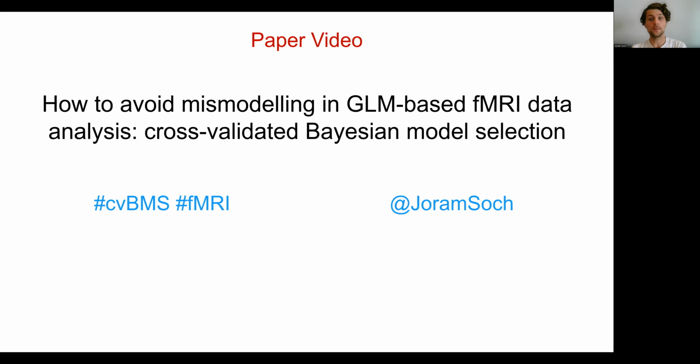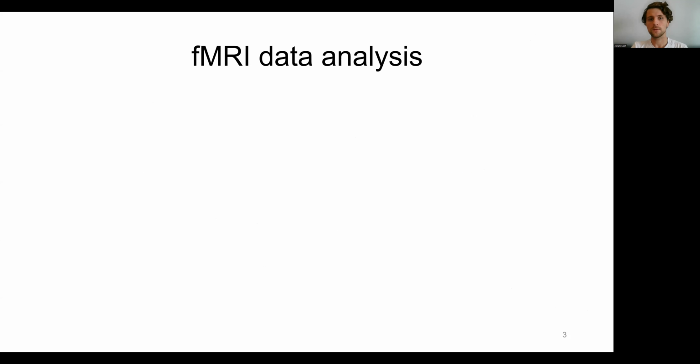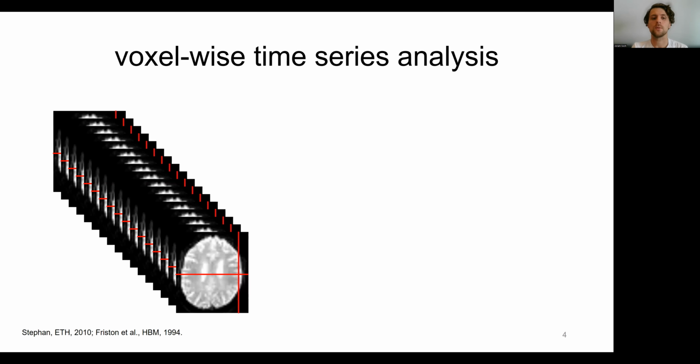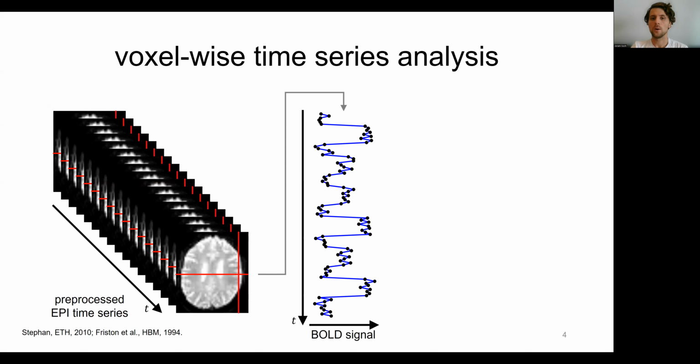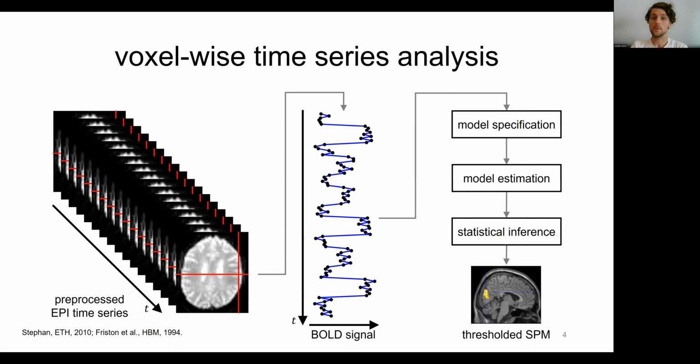So, welcome to this video about our 2016 NeuroImage paper, in which we presented a method for model selection between first-level fMRI models. In fMRI data analysis, we usually do voxel-wise time series analysis, which means that we take all the scans from a single subject after pre-processing, focus on a single voxel, extract the time series from this voxel, which is called the bold signal, and perform statistical analysis. This is then repeated for all the voxels to come up with those nice maps.